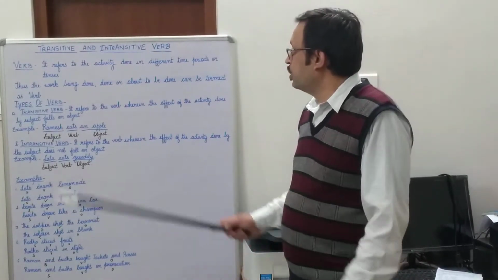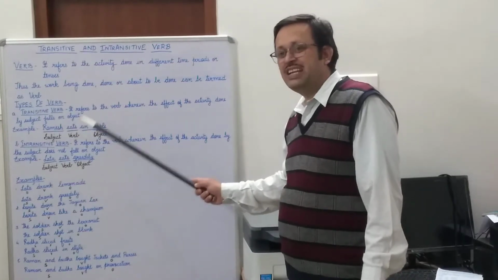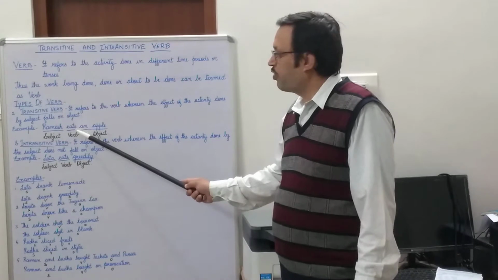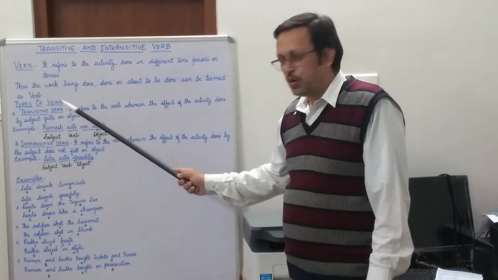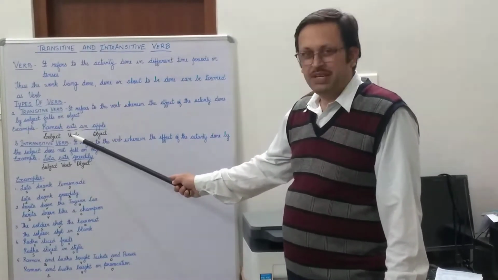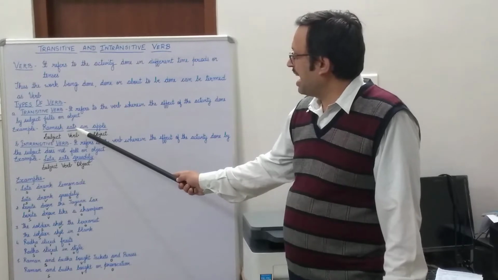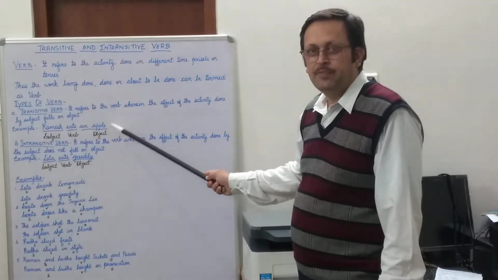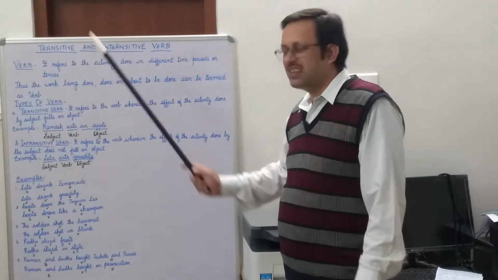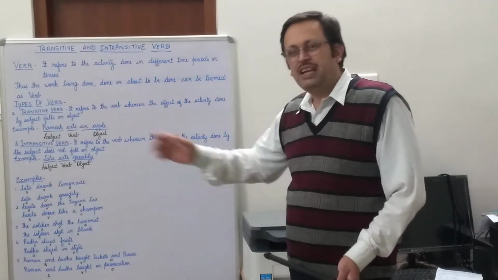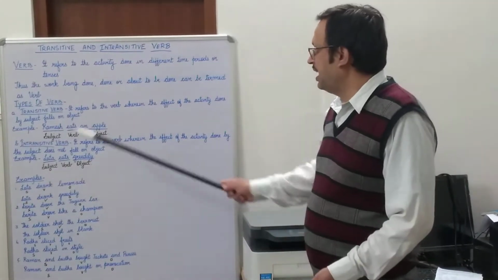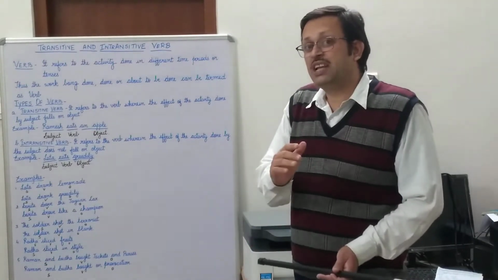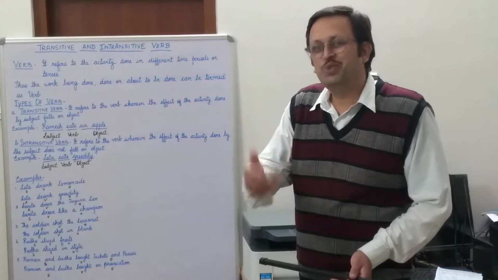Okay, very good. So here we find that the apple is being eaten by Ramesh, and the activity performed by Ramesh is eat. So when the effect of the activity, here the activity is eats, when the effect of this activity falls onto the object, then it can be termed as transitive verb. Now let's come to the intransitive verb. Intransitive verb, it refers to the verb wherein the effect of the activity does not pass on to the object.